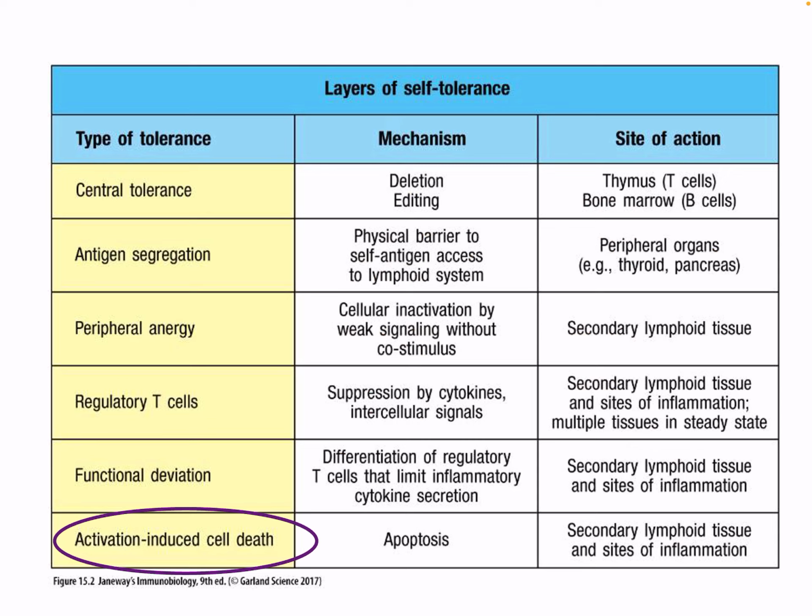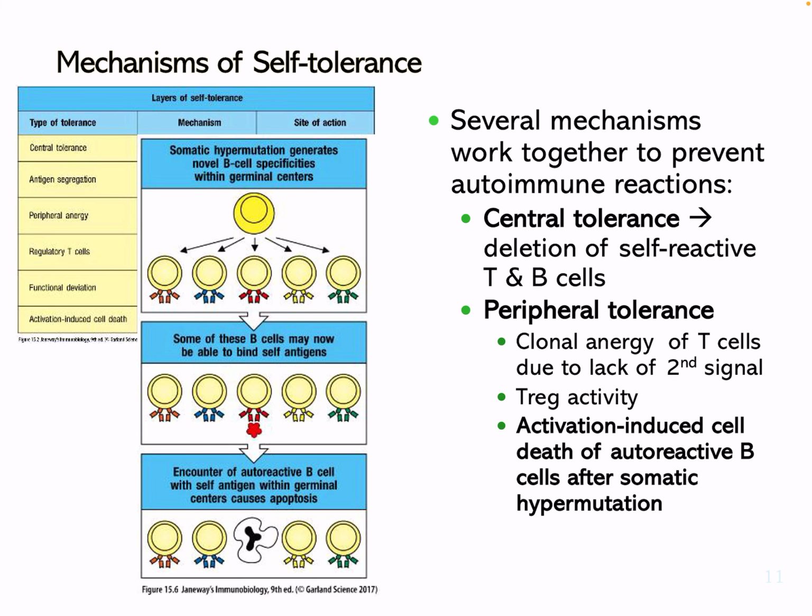Again, we also have activation-induced cell death, causing apoptosis, and this occurs in the secondary lymphoid tissue and sites of inflammation. So again, we have our central tolerance and our peripheral tolerance. We can also have activation-induced cell death of autoreactive B cells after somatic hypermutation. So we talked about somatic hypermutation, how they can rearrange to become the most effective cells.